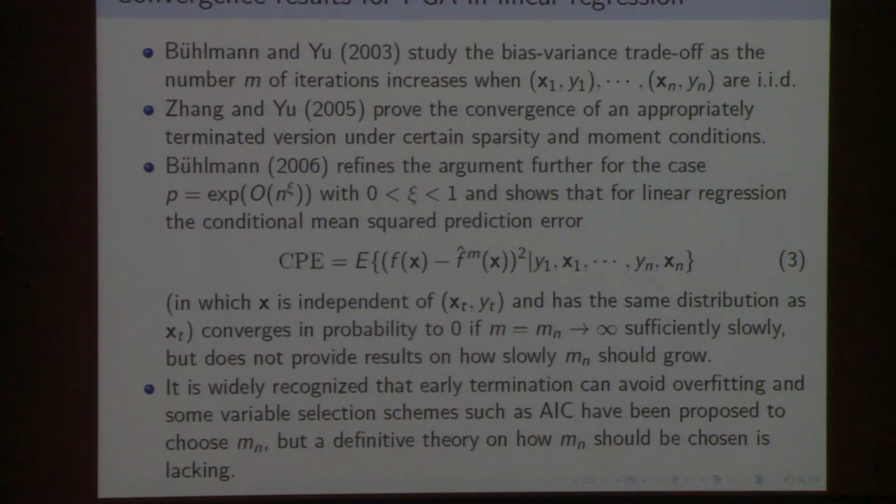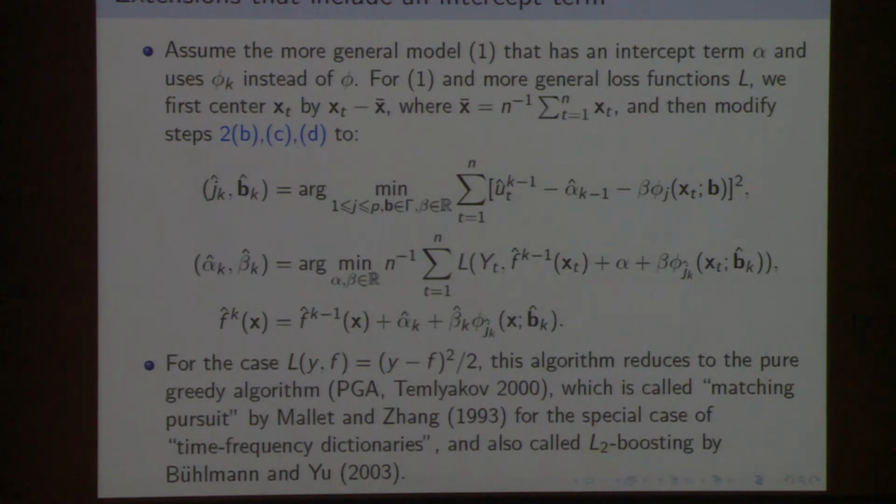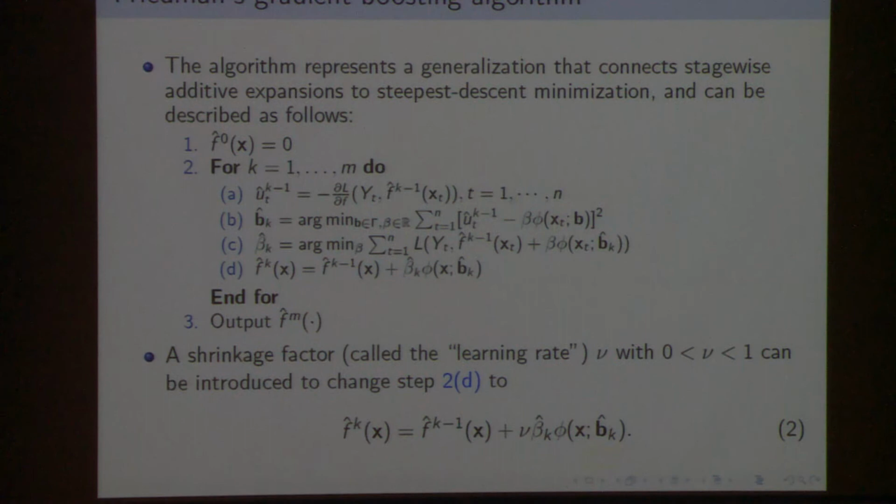So, Buhlmann and Yu. What about convergence results for this procedure? In the special case of linear regression, it has been analyzed, and Buhlmann and Yu studied the bias-variance trade-off as the number m of iterations grows. So now you see here, you keep iterating this algorithm until m.